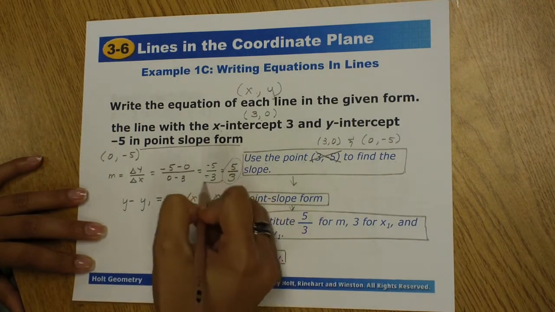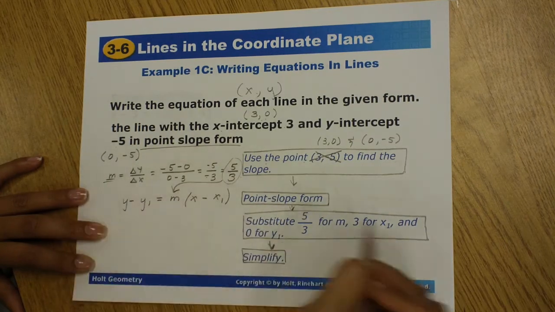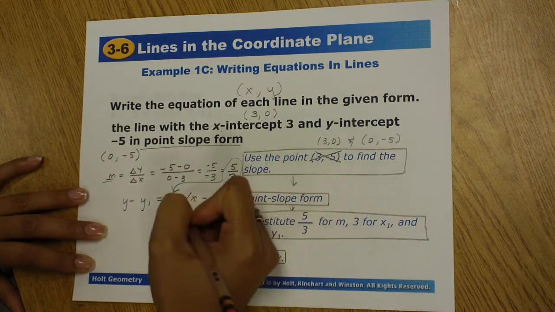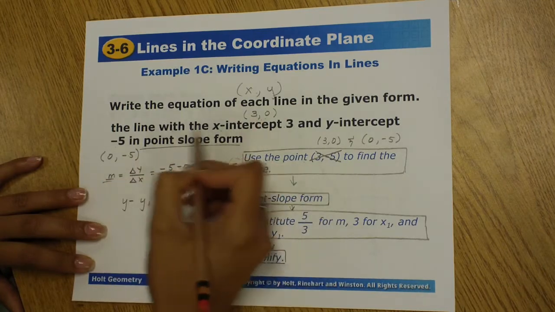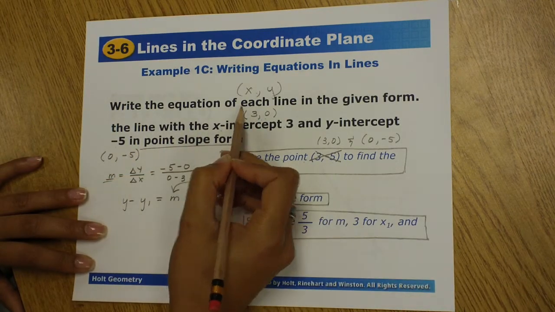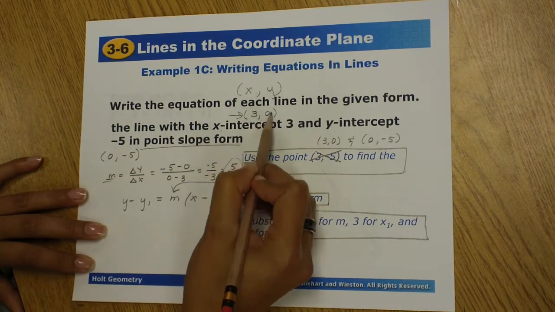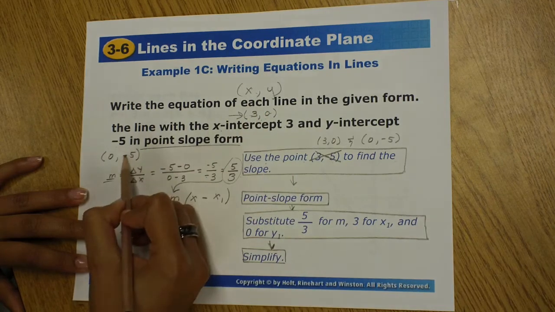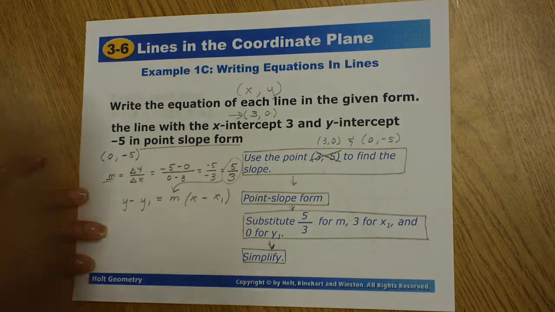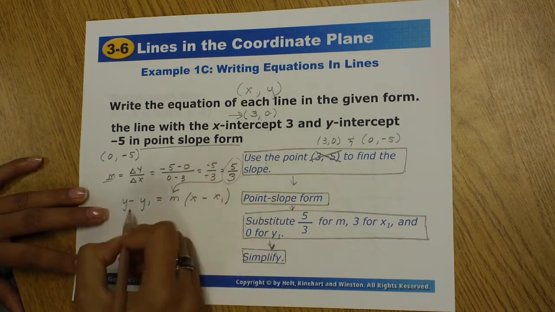I'm going to substitute this value in there for m because that's what we found as our slope. I'm going to pick one of these 2 points. It doesn't really matter which. I would probably pick this one only because it has both positive numbers and I won't have to worry about that negative right there. Both of them would be acceptable though.